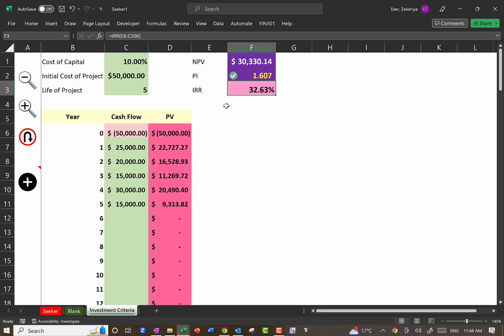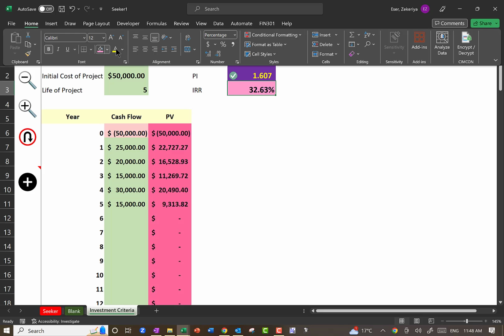What do you think? Should I accept this project based on the IRR rule? Why? Exactly. IRR is above the cost of capital, which is sometimes also referred to as hurdle rate. I don't accept projects if they don't make me at least the hurdle rate. Again, let me make that actually yellow.